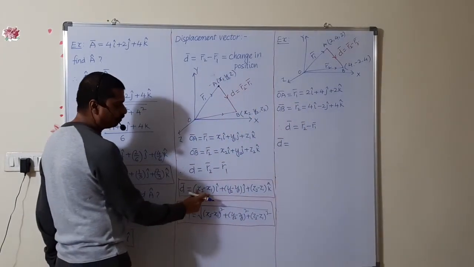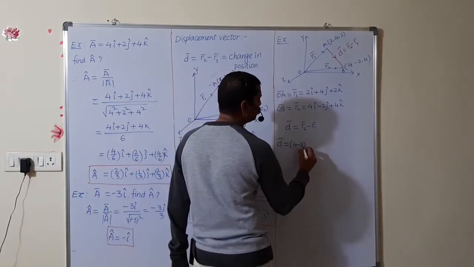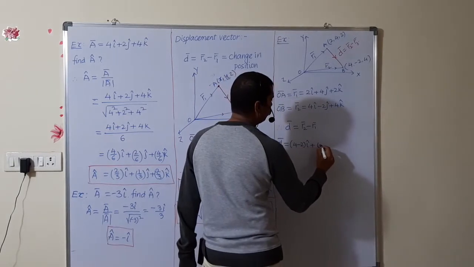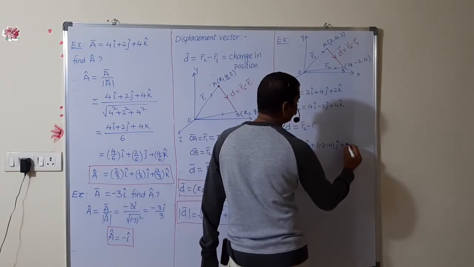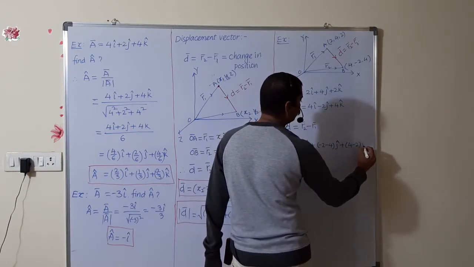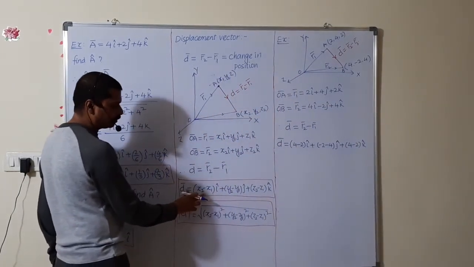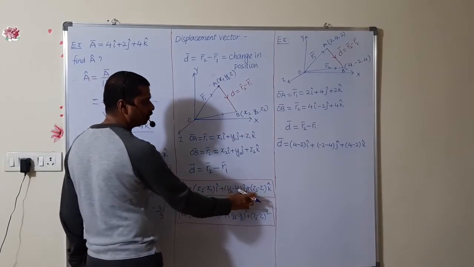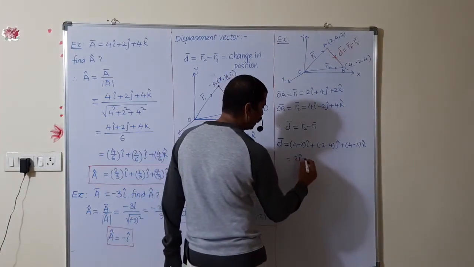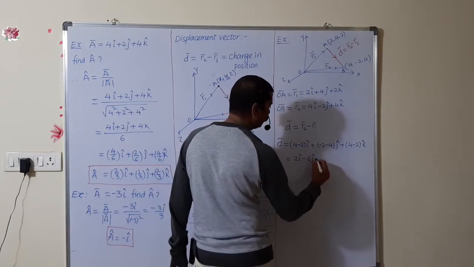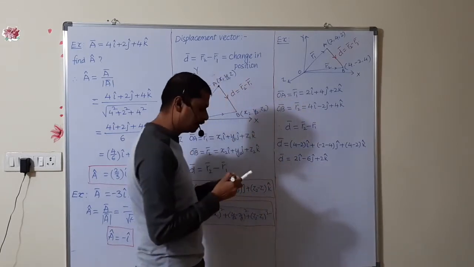Can I write here x2 minus x1? What is x2? 4 minus 2 i cap plus minus 2 minus 4 j cap plus 4 minus 2 k cap. Now we have written it in terms of x2 minus x1 i cap, y2 minus y1 j cap, z2 minus z1 k cap. Now write the value: 2 i cap minus 6 j cap plus 2 k cap. Now we got the displacement vector.